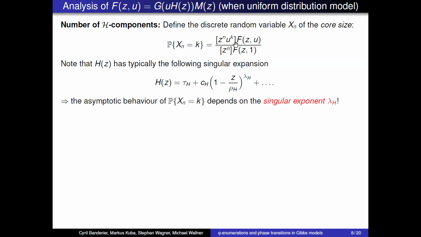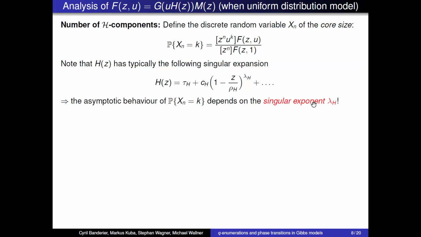So the generating function is this one. We consider the case of functions H and G and H and M, which have a Puiseux expansion of this shape, where tau H, CH, and rho H, lambda H will be different for G, H, and M.